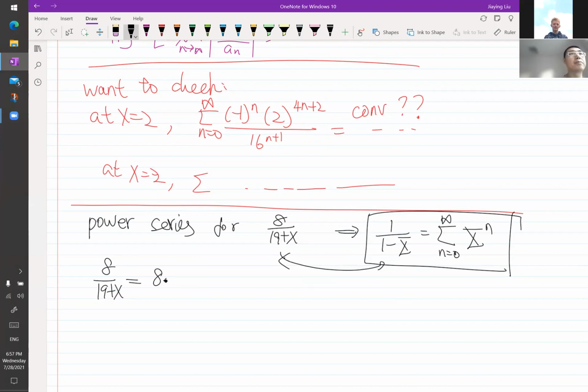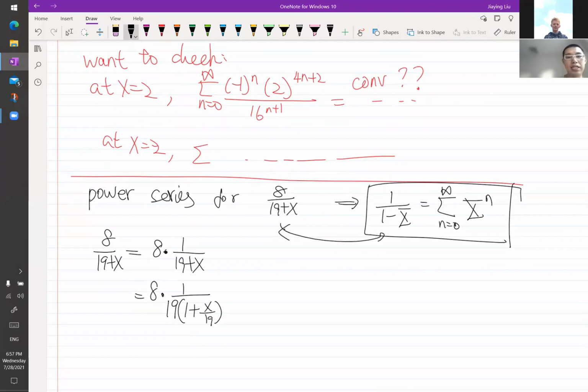Become 8 times 1/19 plus x. And then the denominator, I want to have 1 minus something. So I want to have a 1 to begin with, but I have 19, so I'm going to factor out a 19. So I have 8 times 1/19 times 1 plus, when we take out a 19 from x, we get x/19.